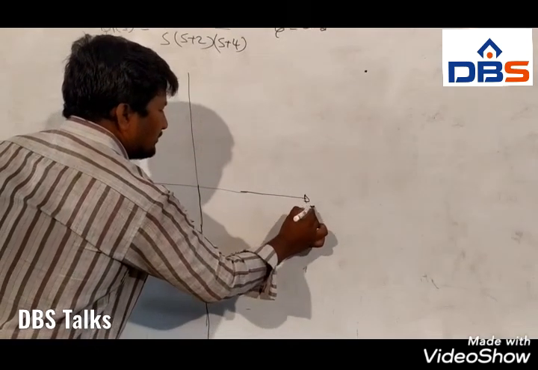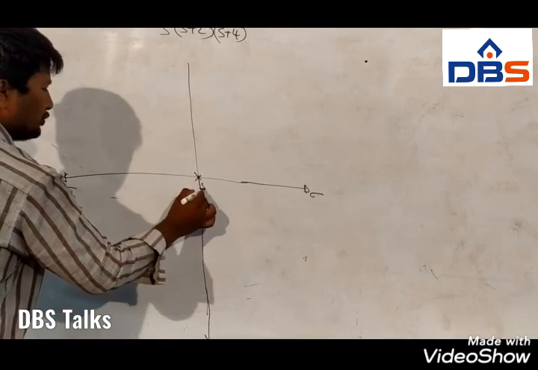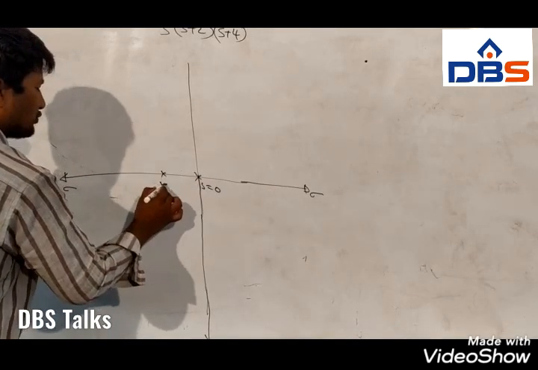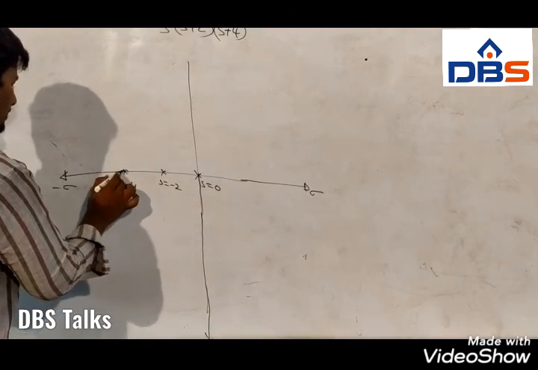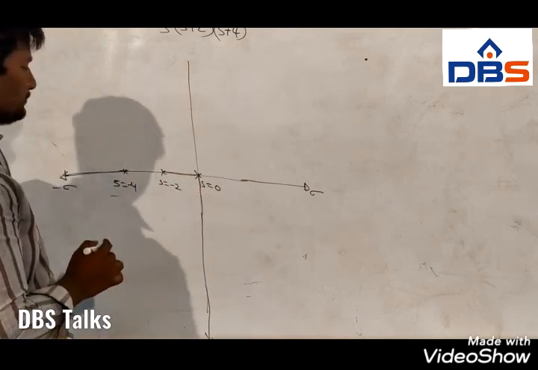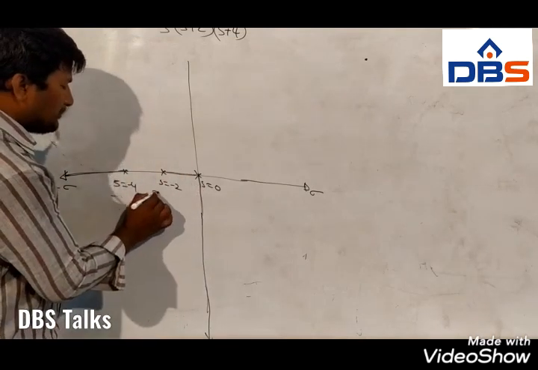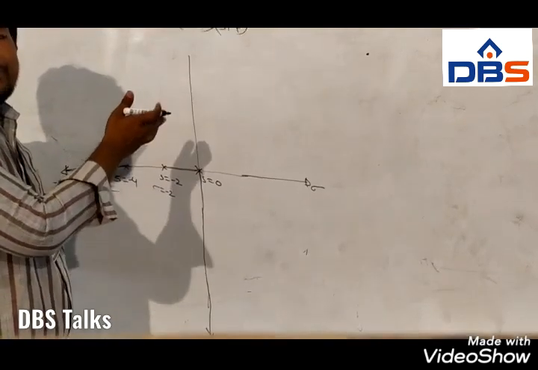So this is sigma and this is minus sigma. So S equal to 0, S equal to minus 2, S equal to minus 4, right? So this branch is there and here a branch is there. So centroid equal to sigma equal to minus 2. From this centroid we have to draw the asymptotes.